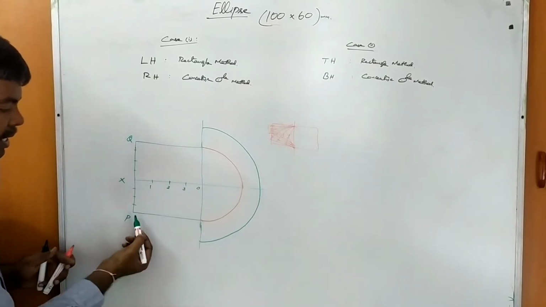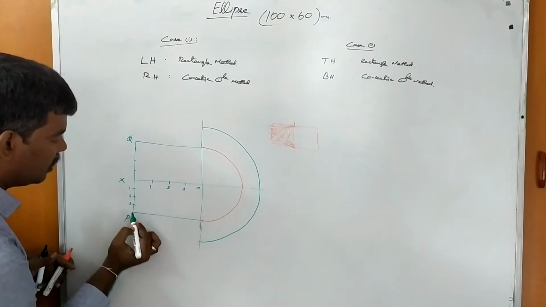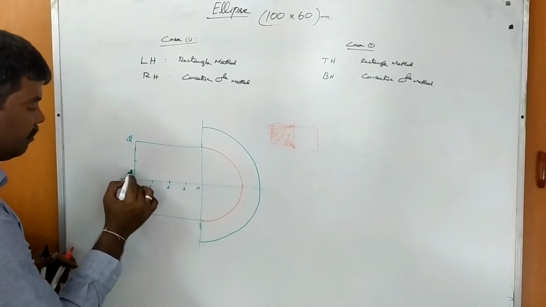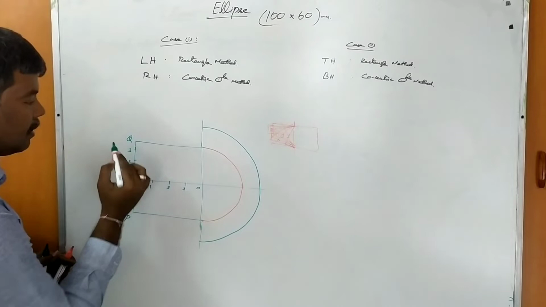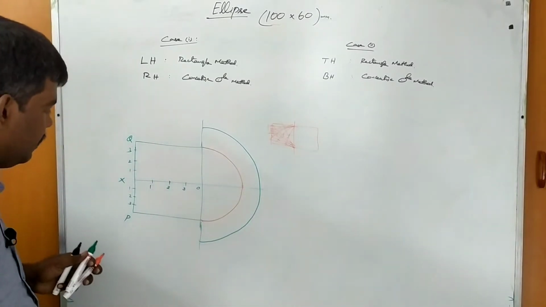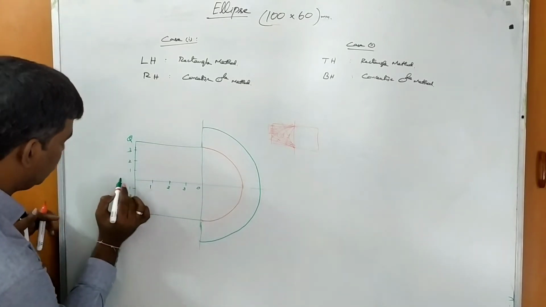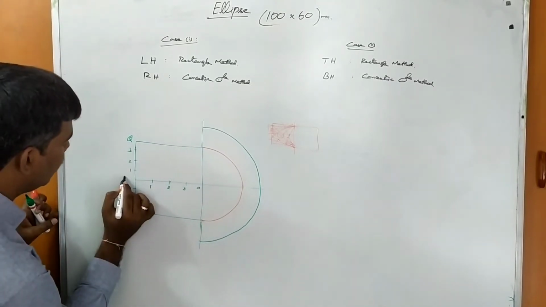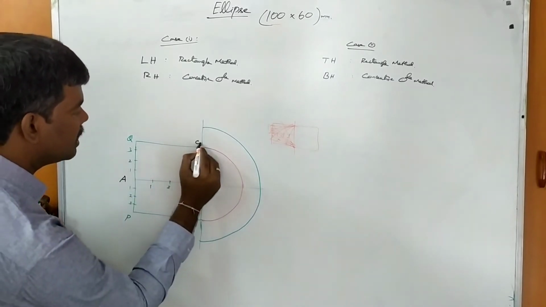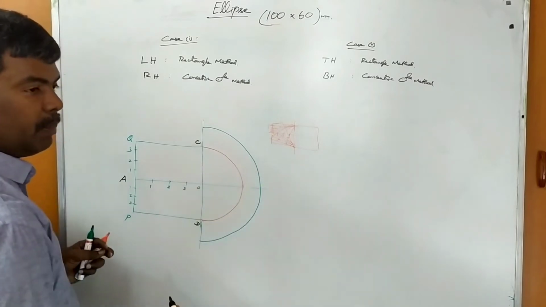Clear? So 100% same. So x to 1 equal to 1 to 2 equal, 2 to 3 equal, 3 to p. Like that. So for example, let us consider this is the major axis. A is minor axis, C, D. Okay. And we get B point.